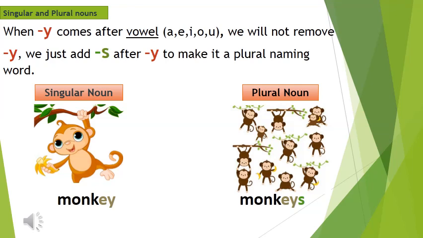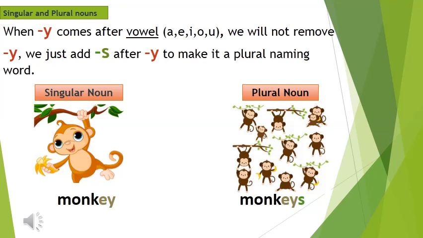But what will happen if the letter before Y is not consonant but vowel? In that case, we will not remove Y. If Y comes after vowels that are A, E, I, O and U, we will not remove Y. We will just add S at the end to make it plural.